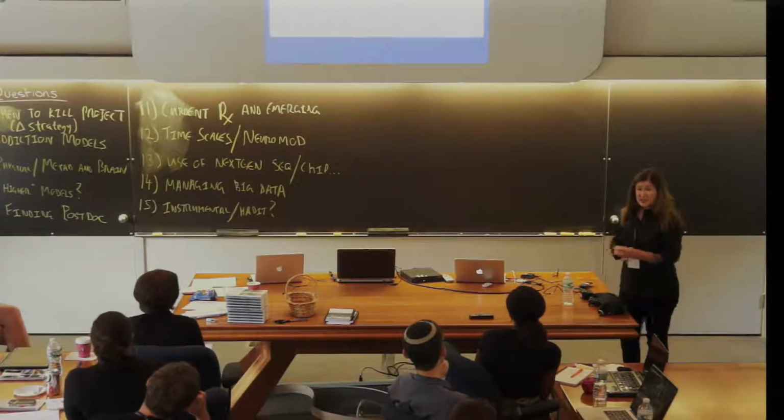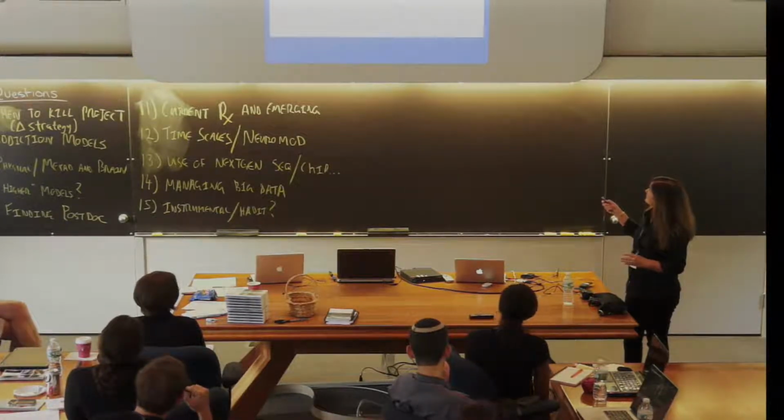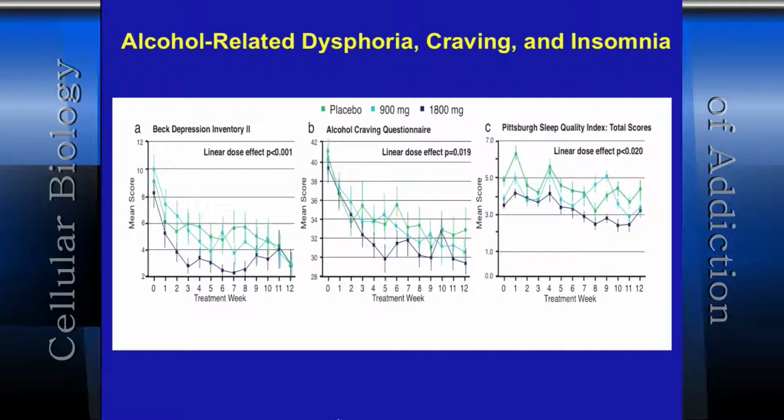So just like in the human laboratory study, you had the greatest effect on sleep with gabapentin, 1,800 milligrams relative to placebo, with the 900 milligrams being in the middle. You had a much greater reduction in craving with the 1,800, and also the Beck Depression Inventory, just like in the marijuana study, showed the effect of gabapentin relative to placebo.